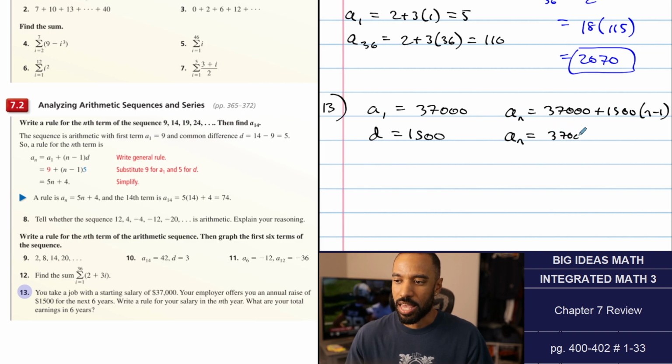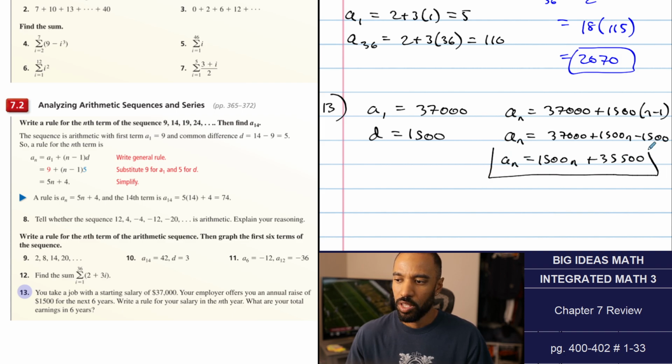Which is 37,000 plus 1,500n minus 1,500. And 37,000 minus 1,500 is 35,500. So 1,500n plus 35,500. So that's the first part.